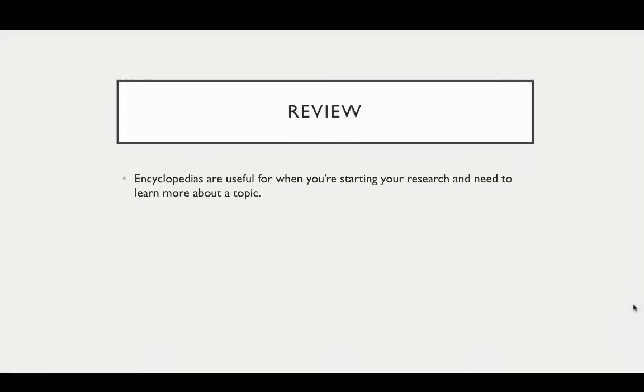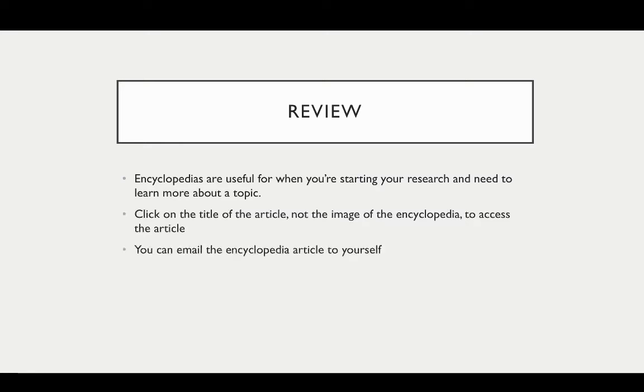So to review, encyclopedias are useful for when you're starting your research and need to learn more about a topic. Click on the title of the article, not the image of the encyclopedia, to access the article. You can email the encyclopedia article to yourself. You can get the MLA, APA, or Chicago Works Cited citation of the article through the database.